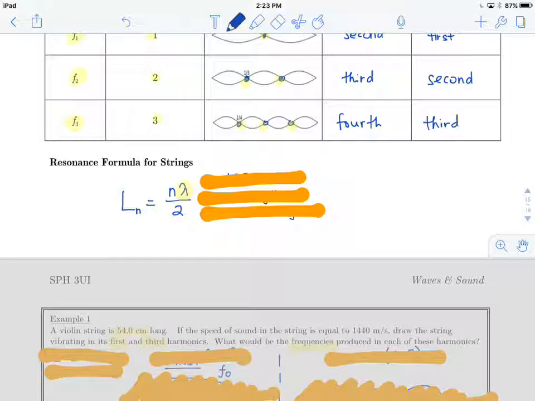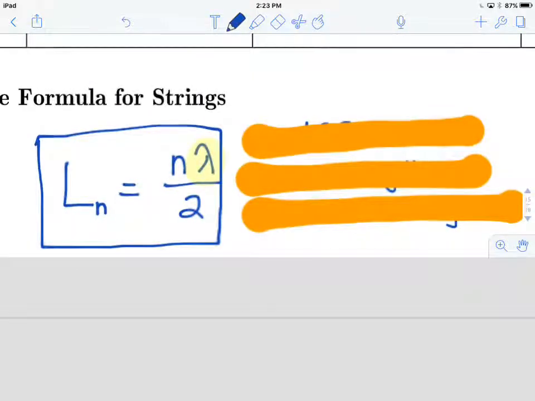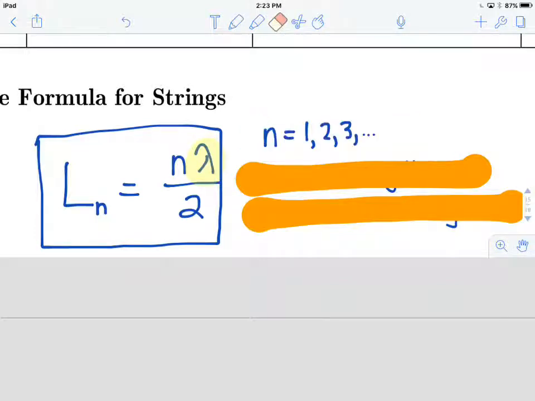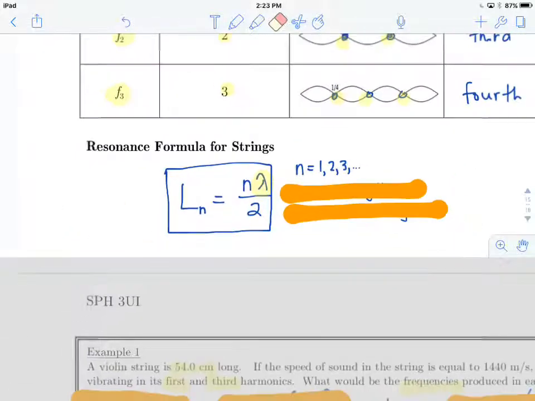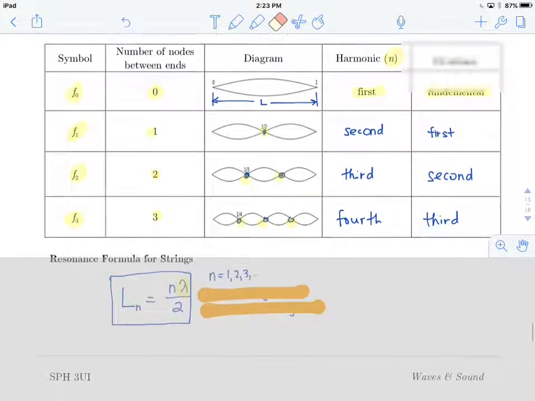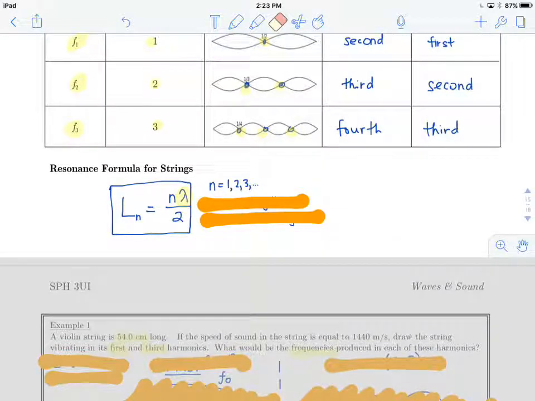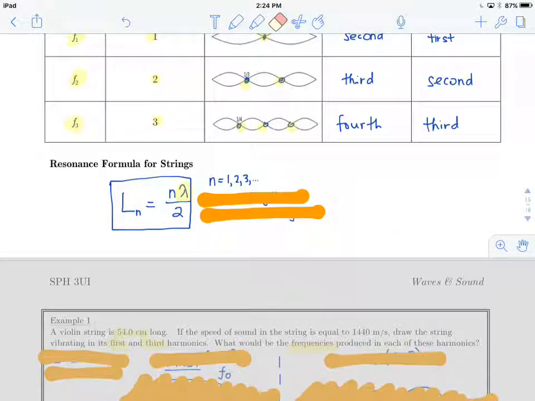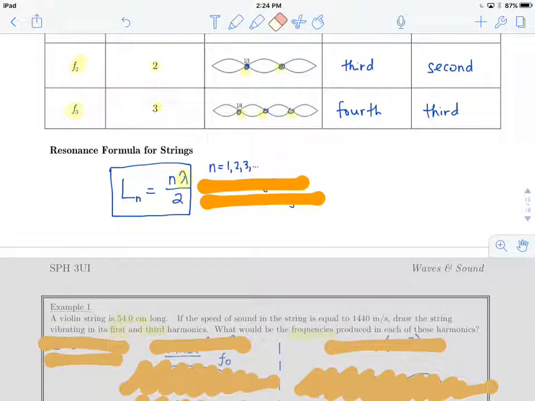This is a formula that we're going to see over and over: the resonant length of the string is equal to n times lambda divided by 2. Okay? n can be 1, 2, 3, and so on and so forth. So if we have the fourth harmonic of the string, we put n equals 4. If it's the 8th harmonic of the string, then n is going to be equal to 8, and so on and so forth. Lambda is defined as the wavelength, and of course Ln is the resonant length. So this is our resonance formula for a string.